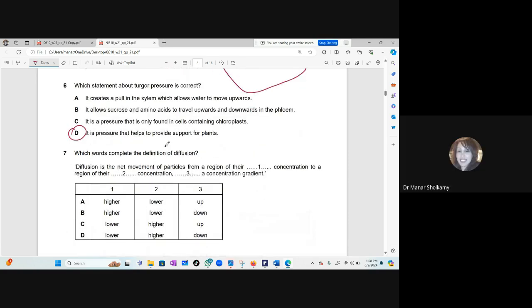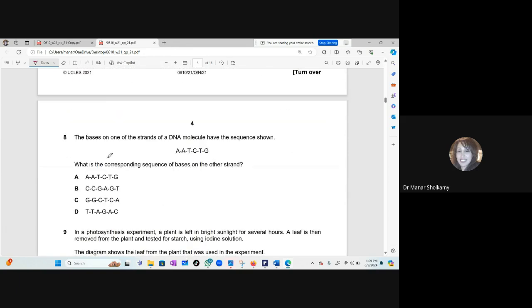Which words complete the definition of diffusion? Diffusion is the net movement of particles from a region of their, now this is so easy, what word? Higher, of course, so you will choose either A or B, to a region of their lower concentration. Now, the third blank will make the difference. Up or down a concentration gradient? Down. Down, of course. So it's B. Now, try to avoid making any mistakes in the first 20 questions because they are the easiest.